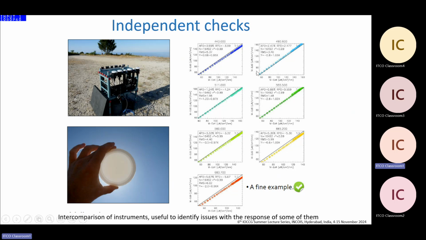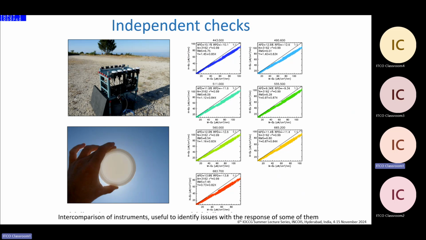So all of these plots on the right are for a given wavelength, and they compare, for instance, here it's the comparison of two downward irradiance sensors. That's what it is for the 7 wavelengths we have. In that case, you can see, well, they all compare very well, so you're happy. It's not always like this.